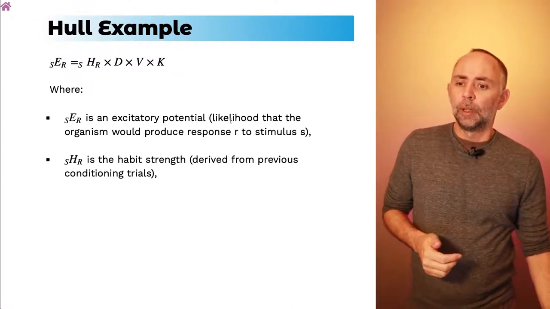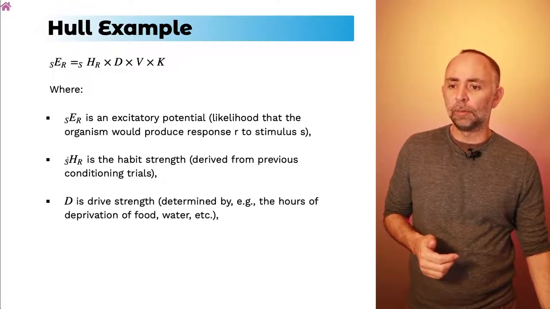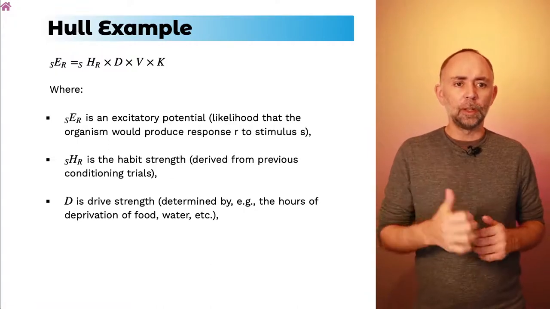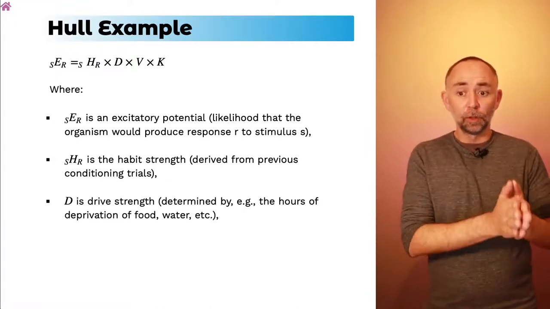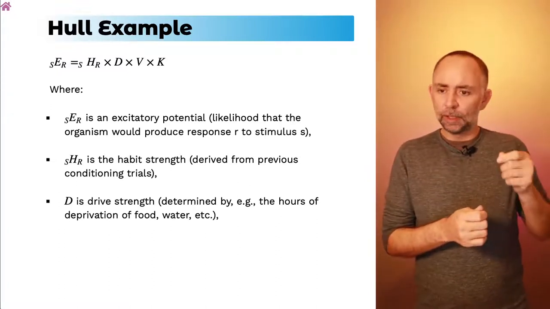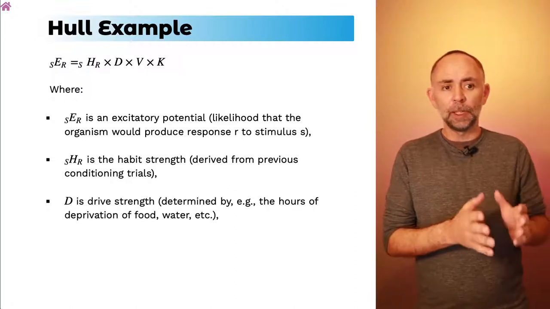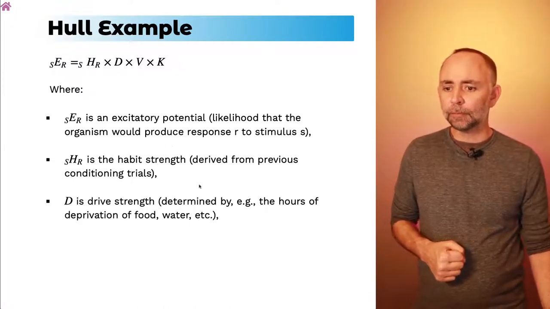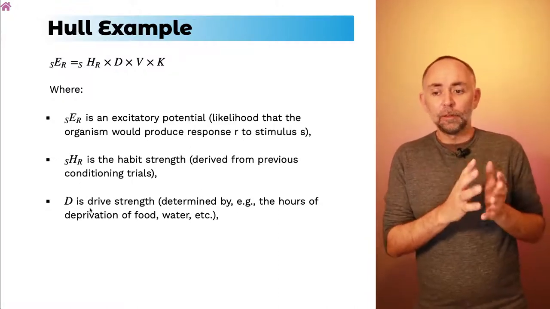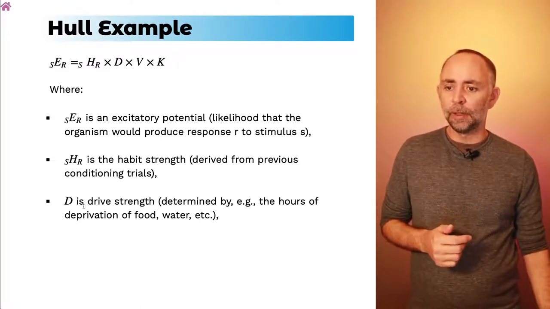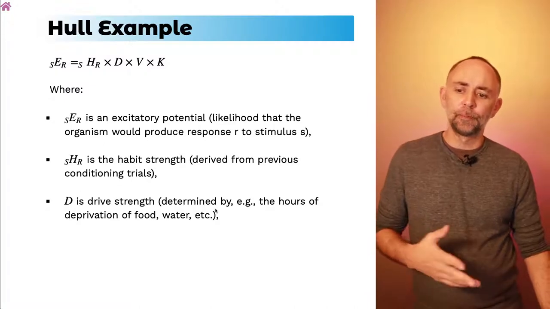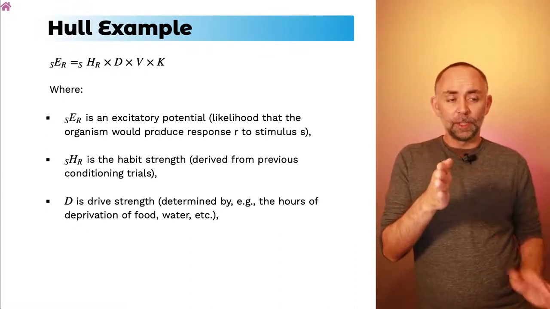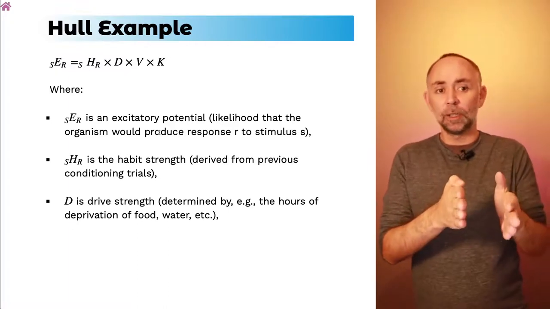For example, the likelihood of this excitatory potential could be a function of the habit strength. In other words, the likelihood of doing something could be a result of learning from beforehand. Have you done that thing a lot? Did that stimulus evoke the response many times before? If so, you've already got a strong habit strength. So if that's a big number, that should make this one a big number. However, your prior learning might not be the only factor. So he's got a D in here. D is drive strength, determined by, for example, hours of deprivation of food or water, etc. This is another way of saying whether I'm going to do something is a result of how much I learn to do it plus how much I want to do it. Both of those things matter.